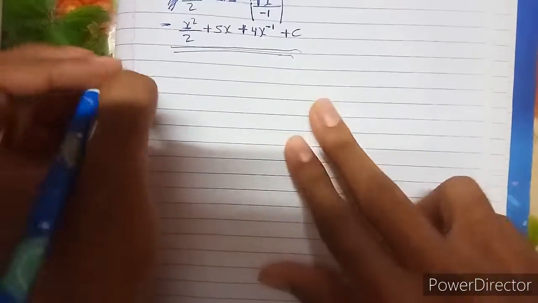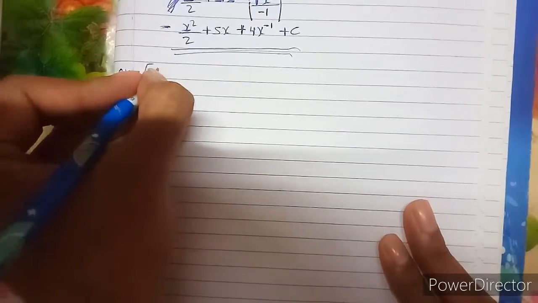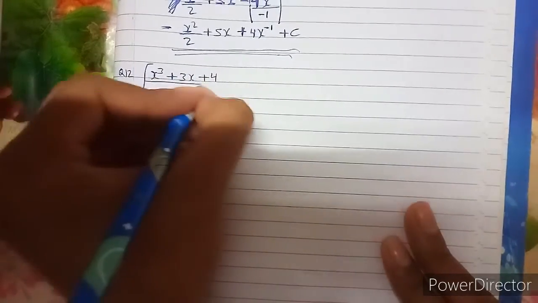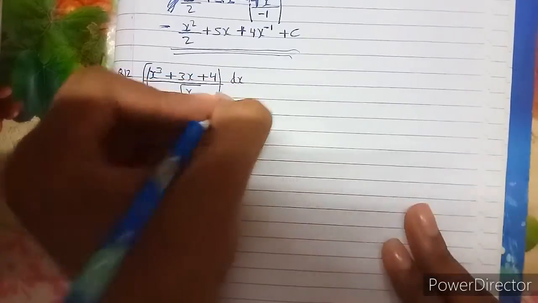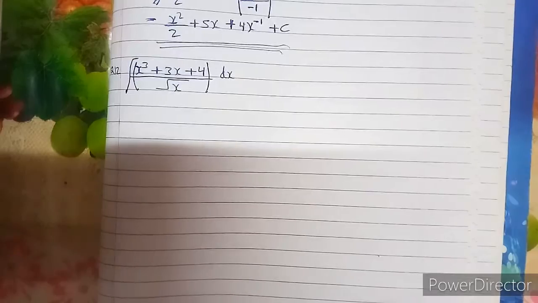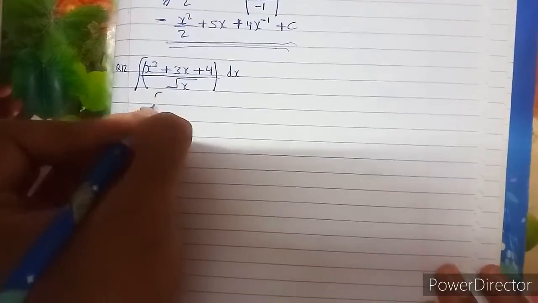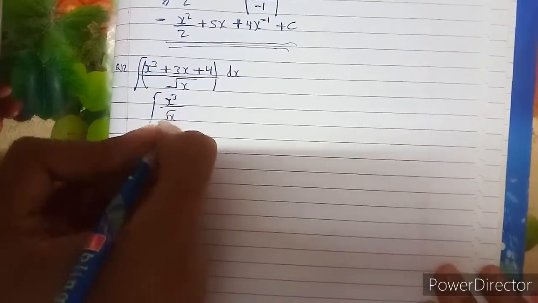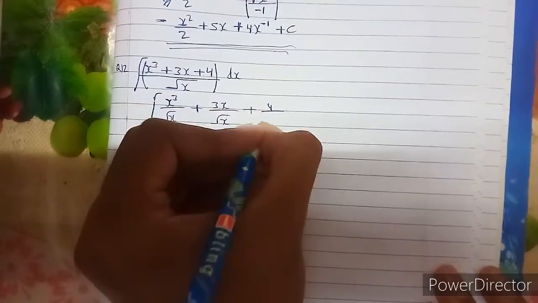Now our question number 12, which is the integration of (x cube plus 3x plus 4) upon root x. Now we have to integrate this. In this question also we will first separate our denominator, which is root x. So we can write it as x cube by root x plus 3x by root x plus 4 upon root x.